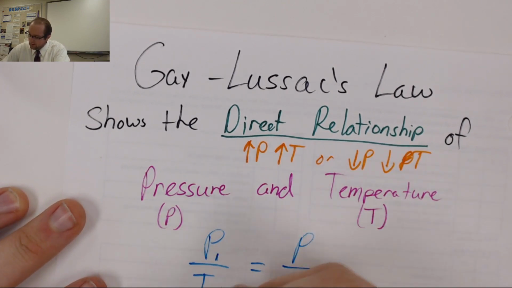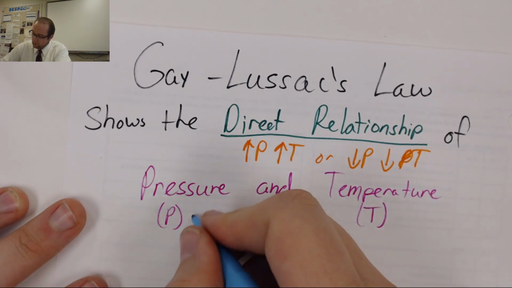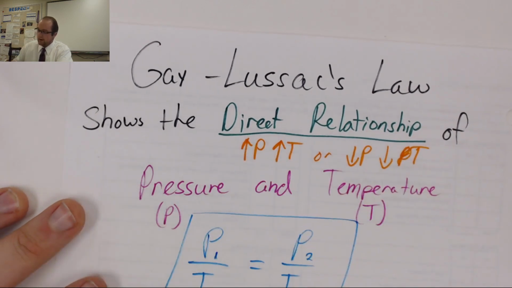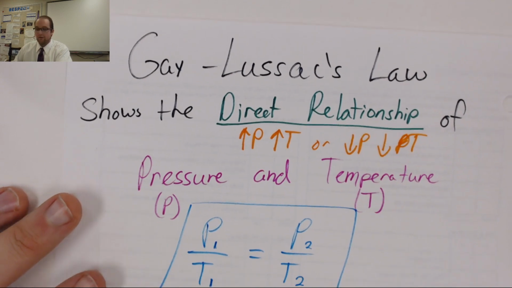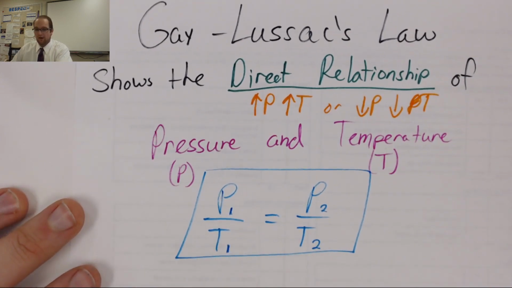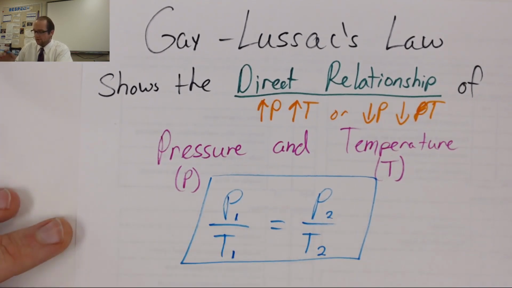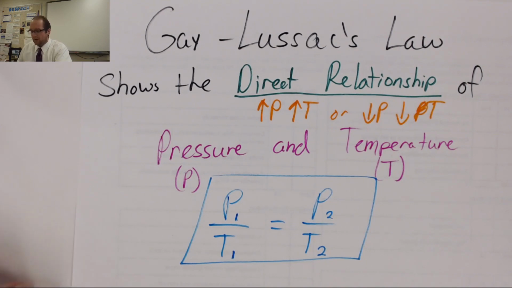So 1 and 1, 2 and 2. This is, again, another direct relationship, making sure you guys can see there. And again, don't forget, these temperatures must be in Kelvin.